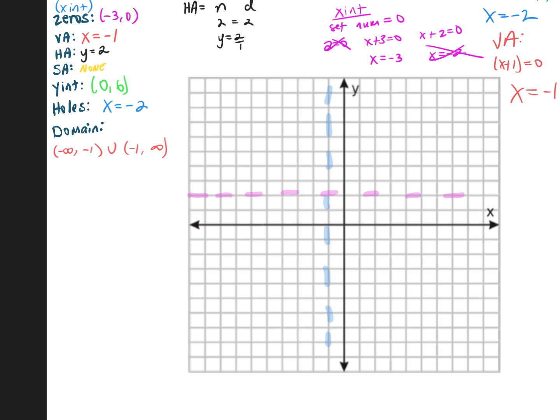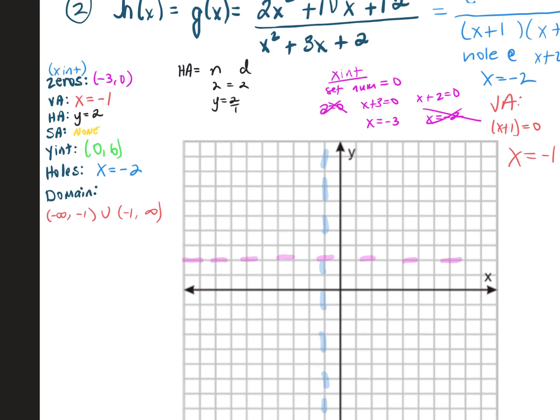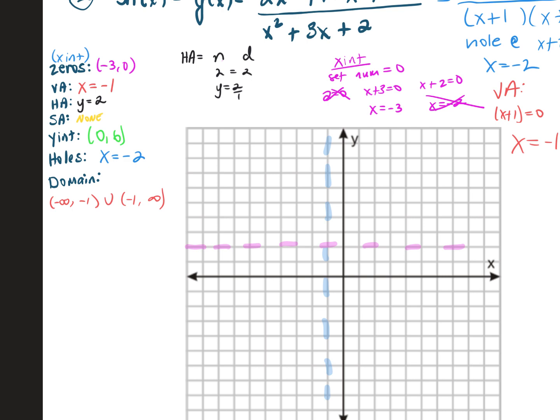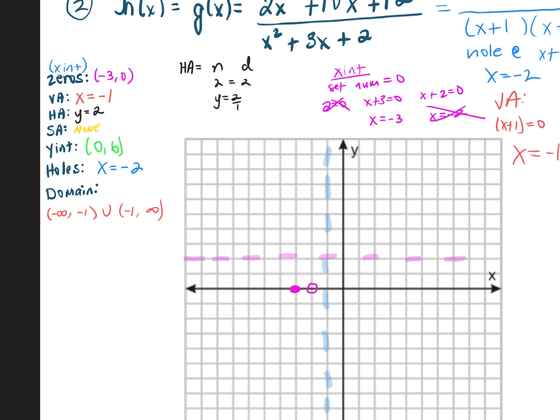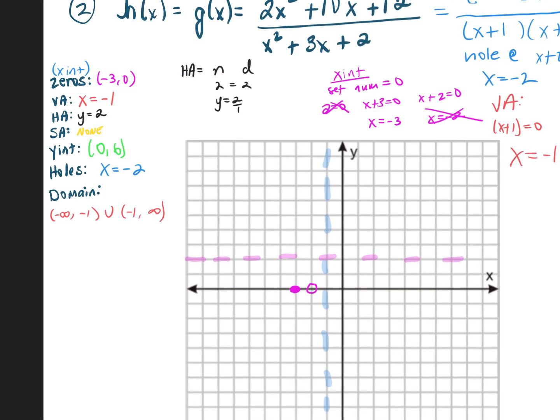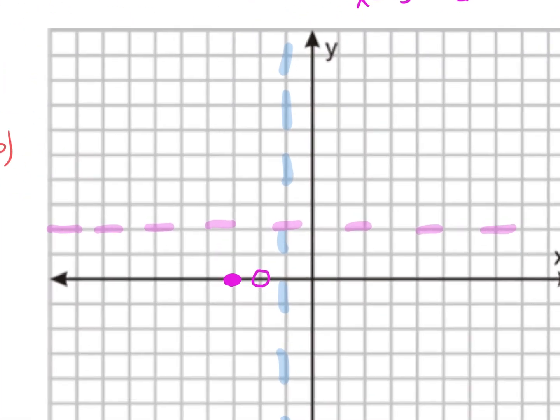But before you start plugging in points, let's go ahead and plot our intercepts to see if that helps us locate our graph. Where does the graph cross the x-axis? At -3, 0. So it crosses here. What do we know happens at -2, 0? There's a hole, right? Okay. And then where does the graph cross the y-axis? At 0, 6. So 0, 1, 2, 3, 4, 5, 6.